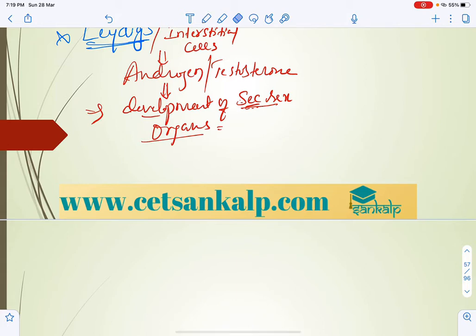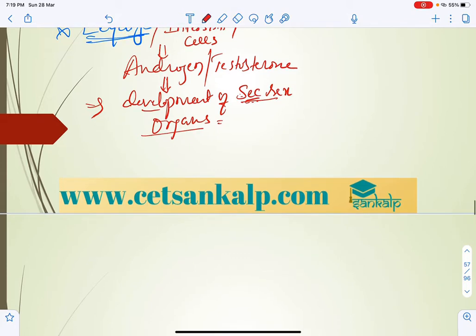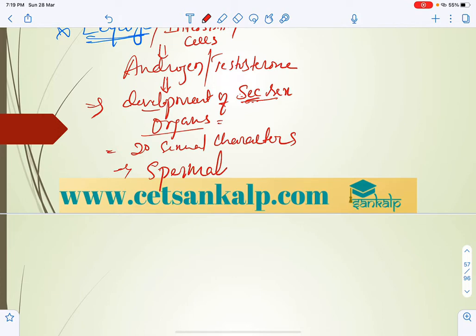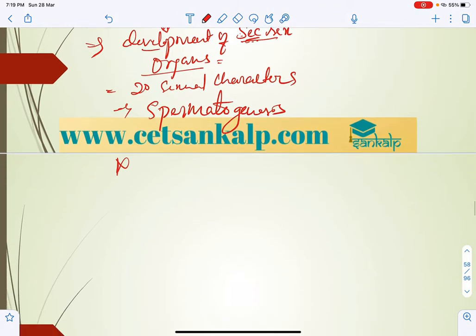So it helps in the development of secondary sexual characters and also helps to maintain them. The androgen mainly plays a major role in spermatogenesis in male. And one more, anabolic effects will be there: synthesis of protein and carbohydrate metabolism. It also helps to maintain sexual behavior in male. That is libido, right?